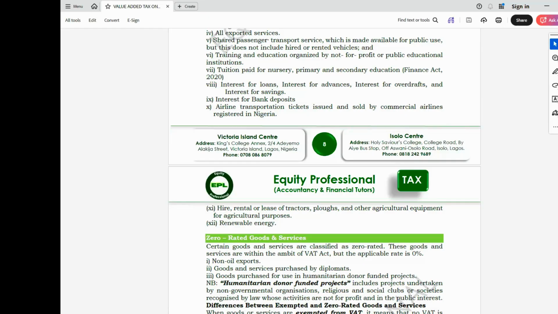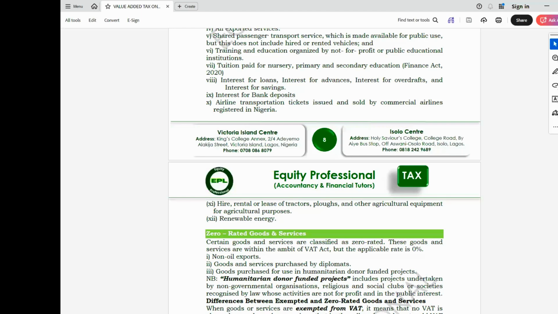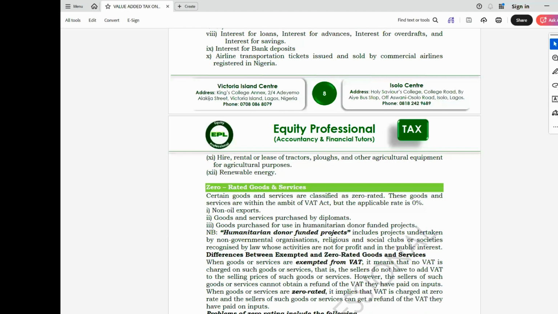We also have what is called zero rated goods and services. These zero rated goods and services are goods and services that are liable to VAT, but the applicable rate is 0%. That's why they call them zero rated goods and services.